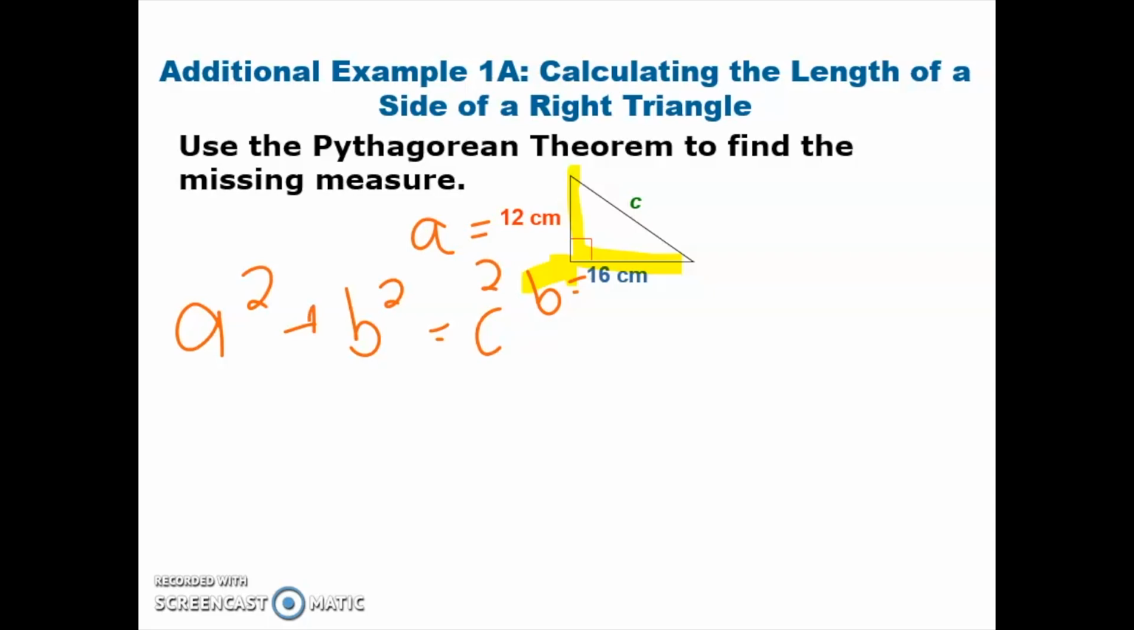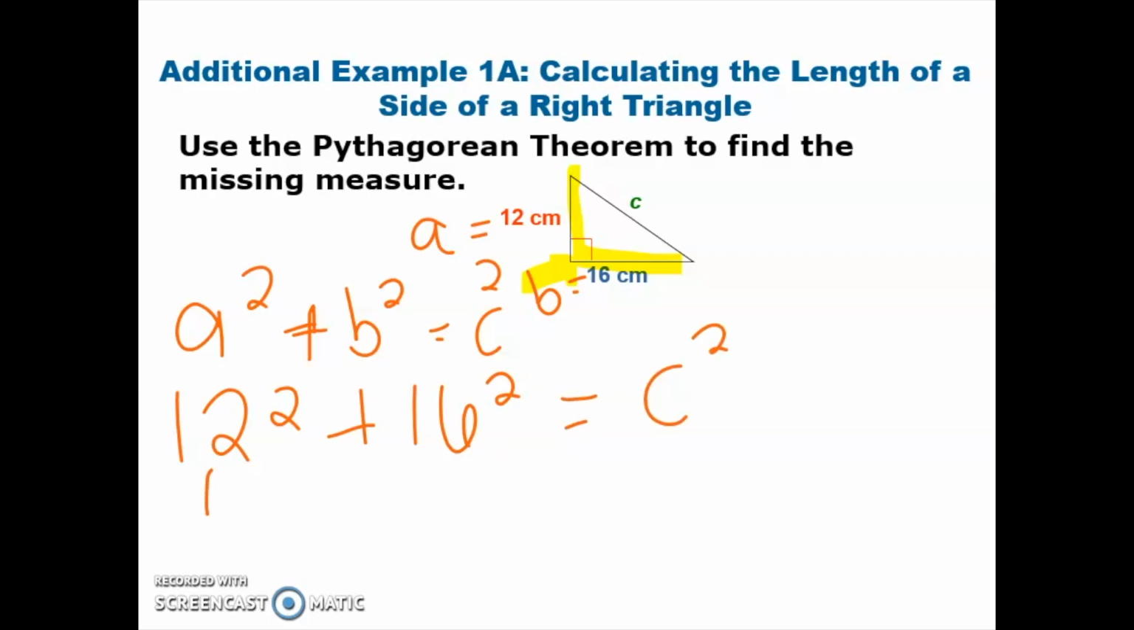In this particular problem, A is 12. So 12 squared plus b squared, which is 16 squared, equals c squared. The first thing I'm going to do is multiply those out. 12 squared is 144. 16 squared is 256, equals c squared. So I'm going to add 144 and 256, and I get 400.